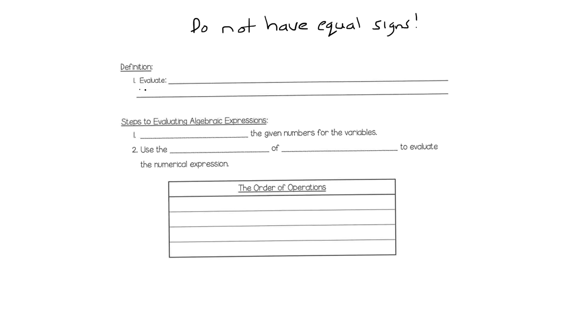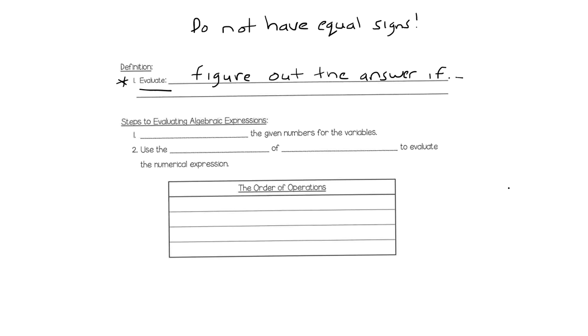Now, the word evaluate in math just means figure out the answer if. Whenever we're asked to evaluate, that just means to figure out the answer if. And I'll explain a little bit more about this in just a second.